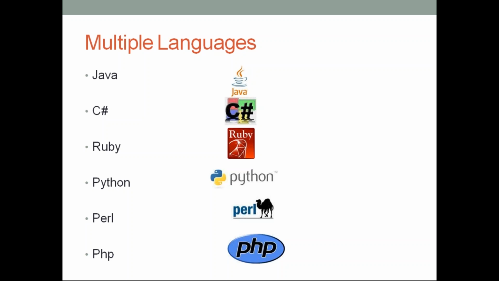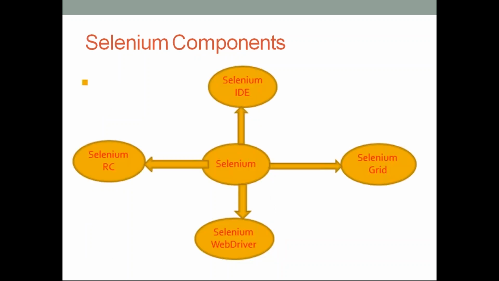In the same way, we can start writing test cases in C Sharp, Ruby, Python, Perl, PHP. So if any one of us is proficient with any of these languages, we can go ahead and start implementing Selenium test cases with these languages. That is the main advantage which we have with Selenium, right?